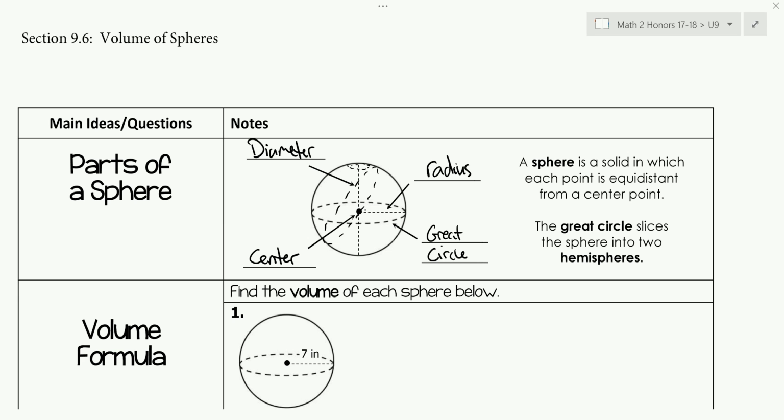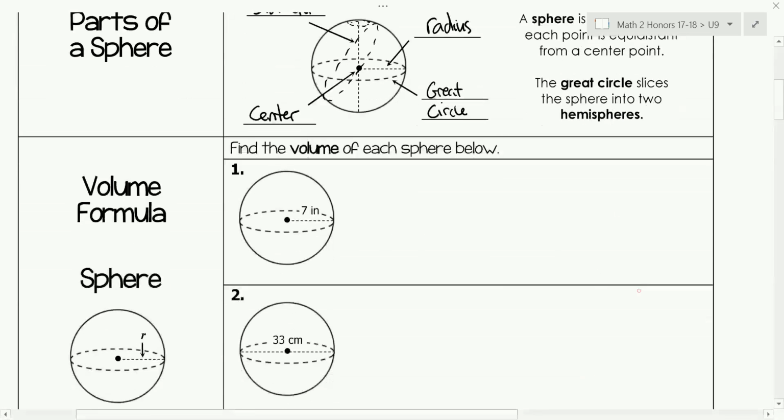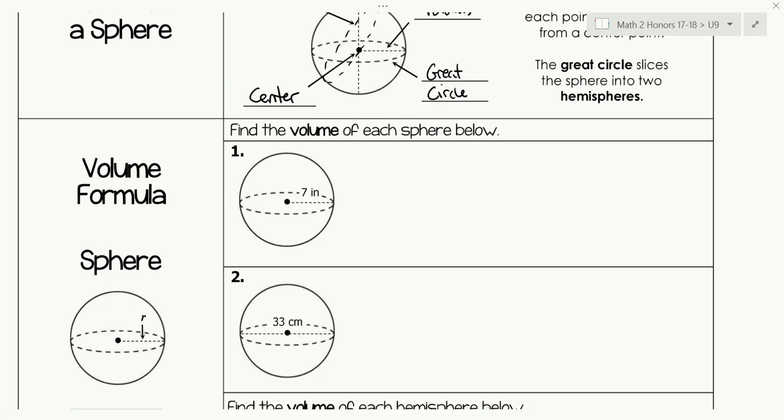If you slice a sphere in half, we call that half of a sphere or a hemisphere. And so let's take a look at how to solve this.